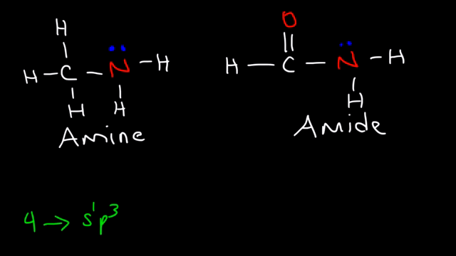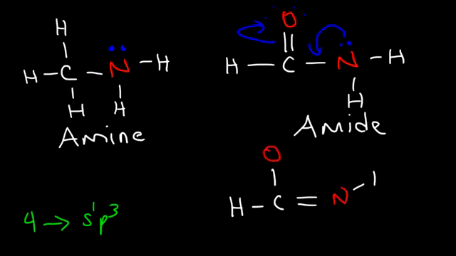Now, what if I drew this structure? What if I took the lone pair, formed a double bond, and broke this double bond? So if I drew a resonance structure, which looks like this, would you change your answer or would you keep it the same? So what's the hybridization of the nitrogen atom now? Is it sp2, sp3, sp?